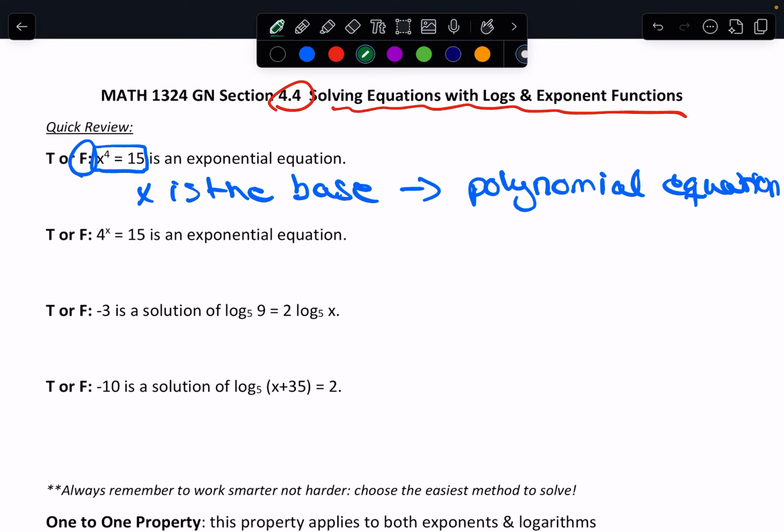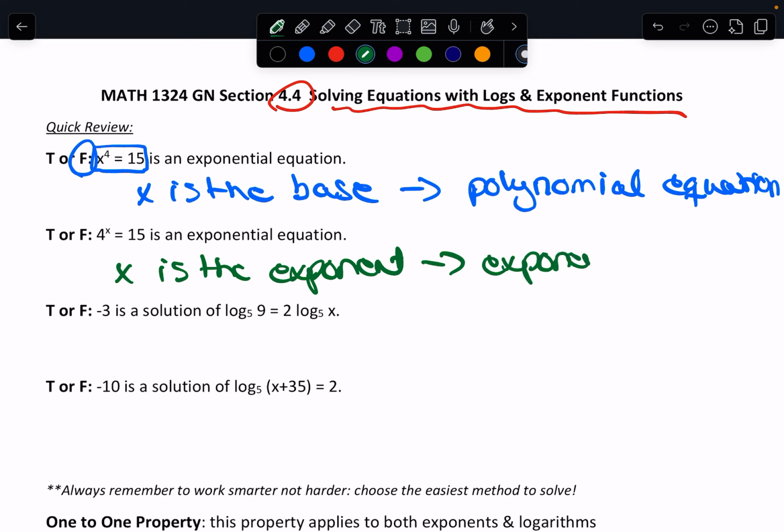Okay, next one. 4 to the power of x equals 15 is an exponential equation. Now, x is the exponent. So yes, that means that this is an exponential equation.